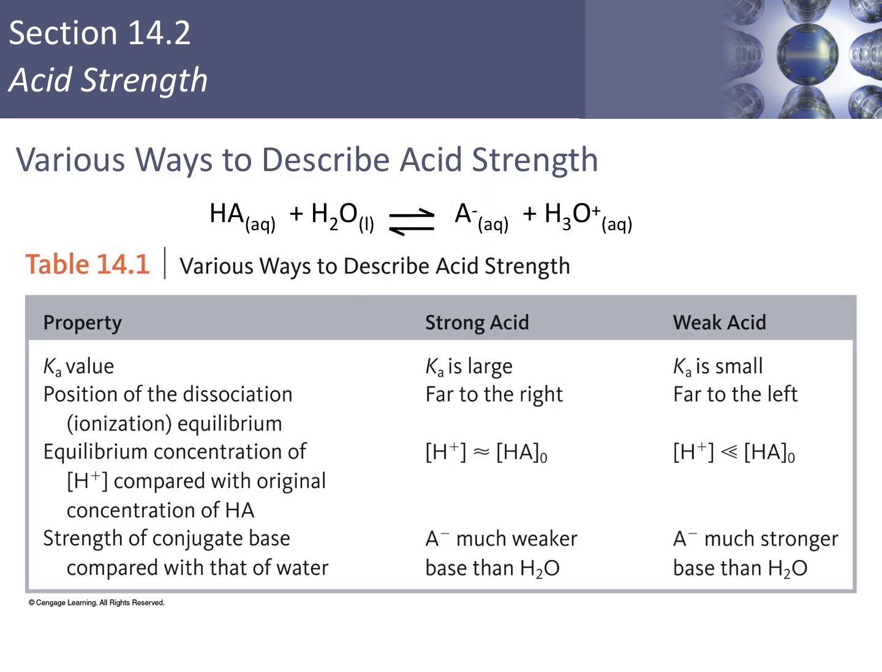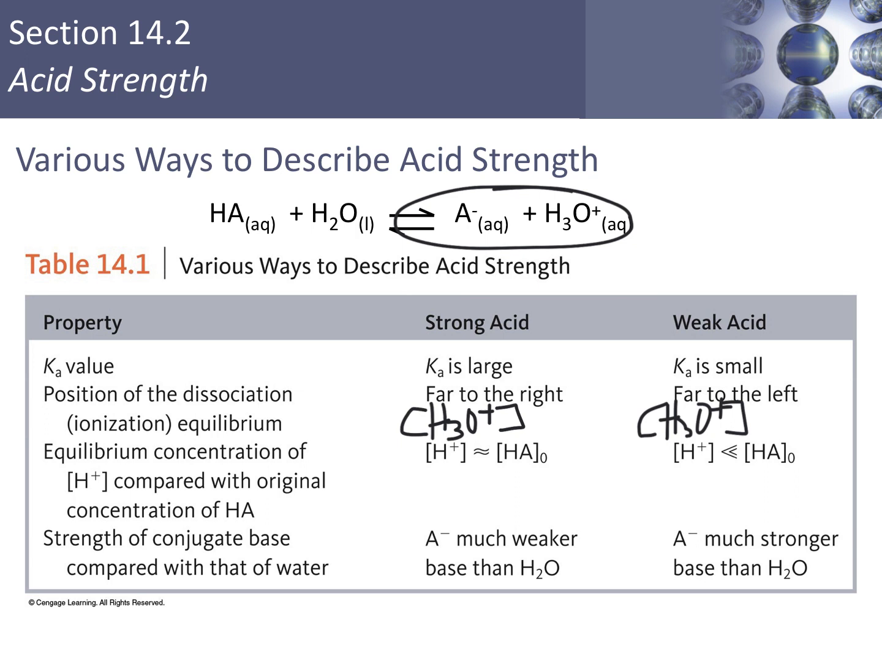To summarize, with stronger acids, you have a large Ka value because you get a lot of dissociation or ionization. The equilibrium lies far to the right. With truly strong acids, the hydrogen ion concentration or hydronium ion concentration is essentially equal to the initial concentration of the acid. If you start with a stronger acid, its conjugate base is going to be much weaker. We won't really even consider the reverse reaction.